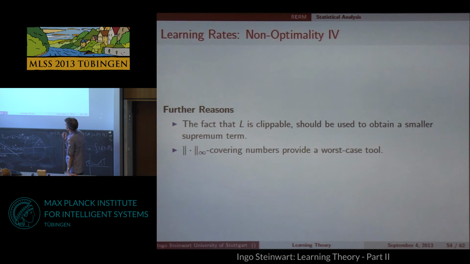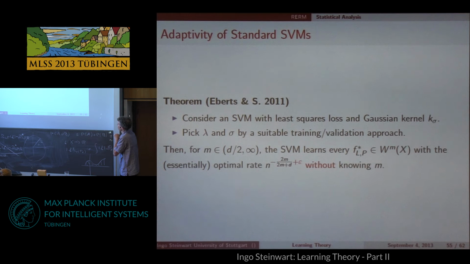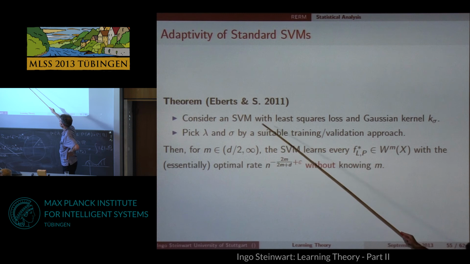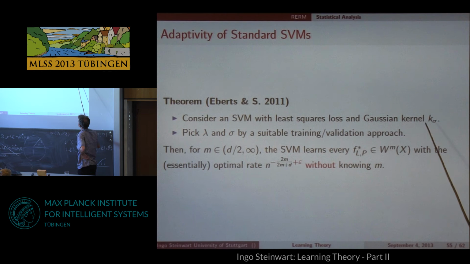Let us finally have a look at some recent results, which actually use these advanced techniques in order to get adaptivity. Here is the following problem. We do least square regression. The labels are bounded. We use an SVM with the least square loss and a Gaussian kernel. And the Gaussian kernel always has an extra parameter which controls the width of the kernel. And now the result states the following.